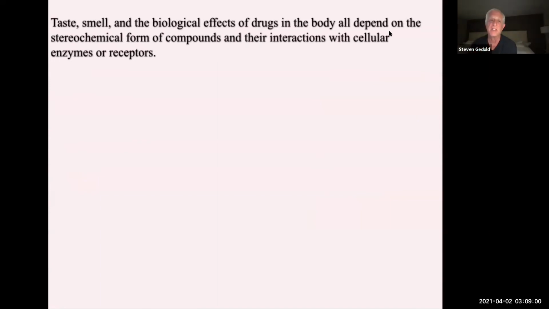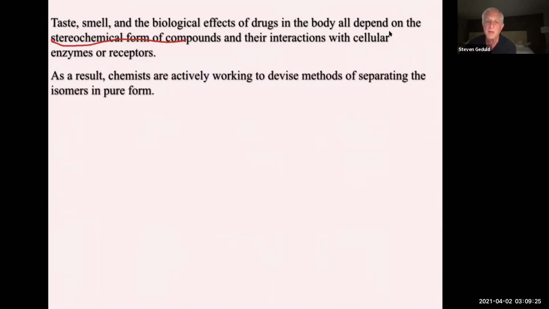Taste, smell, and biological effects of drugs in the body all depend on the stereochemical form. Everything works by shape, how it reacts to different receptors, what it's forming, what it looks like. It also depends on their interaction with cellular enzymes, what it binds to, or receptors, whether they bind receptors to cause an effect, or whether the enzymes act on those to break them down or cause another effect in the body. As a result, chemists are actively working on various methods of separating the isomers into pure form, which is not an easy task. There's no inexpensive way to do it.